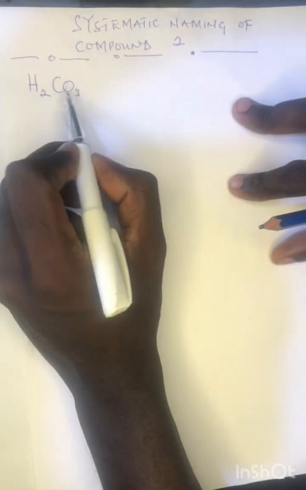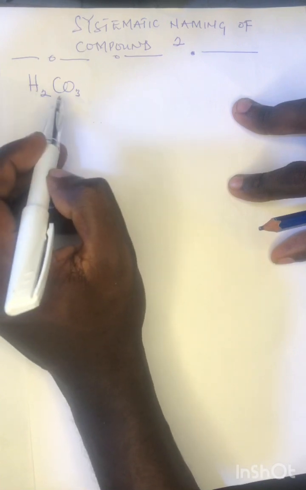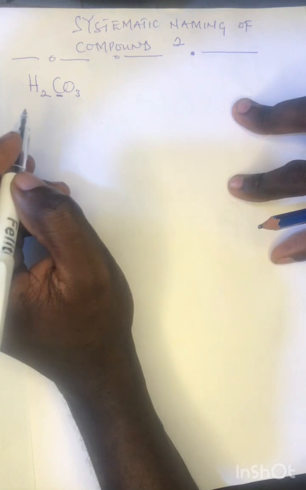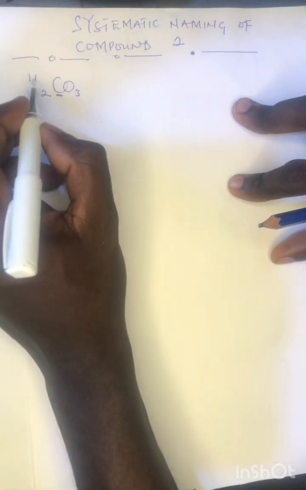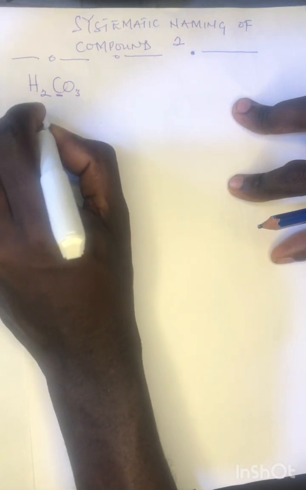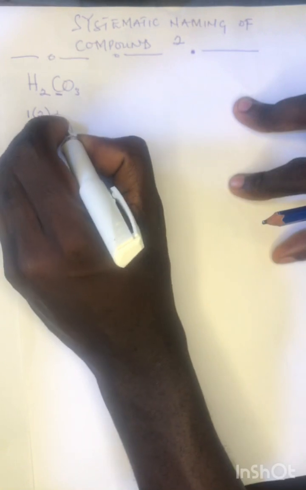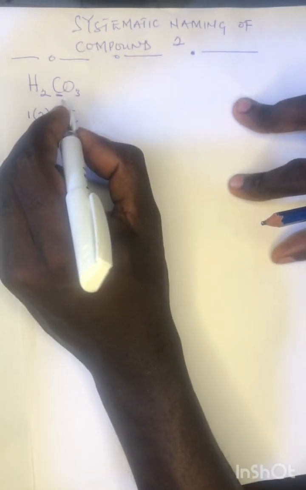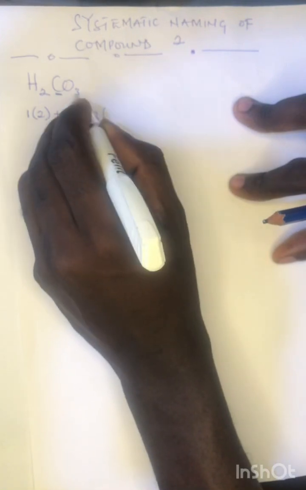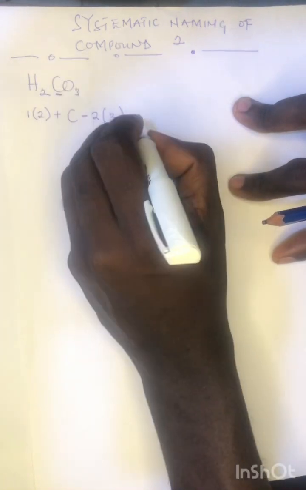Let's count the atoms here. We have hydrogen, carbon, and oxygen. So we'll find the oxidation number for carbon. What is the charge of hydrogen? It is 1, and the molecule of hydrogen here is 2. We are going to use C to represent carbon. What is the charge of oxygen? It's -2, and it has a molecule of 3. So the total oxidation number of a compound like this is 0.